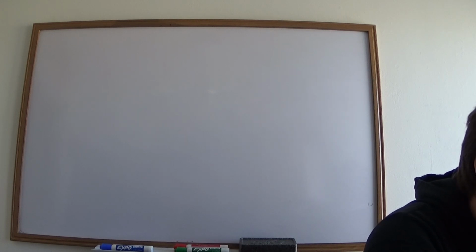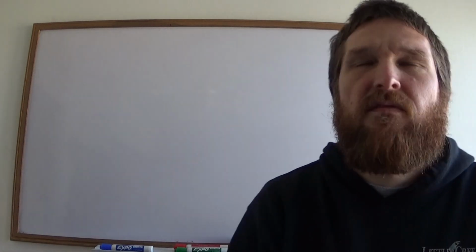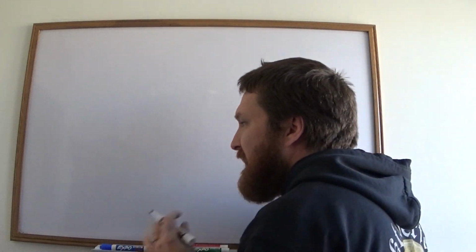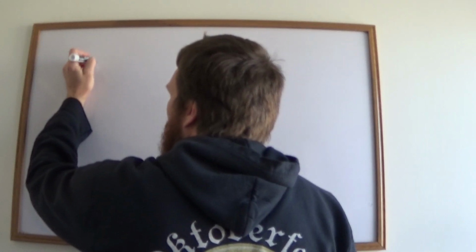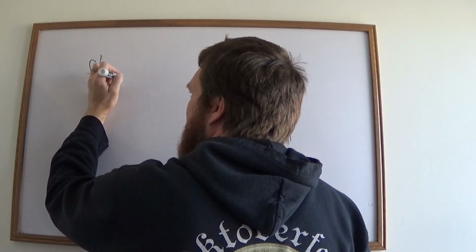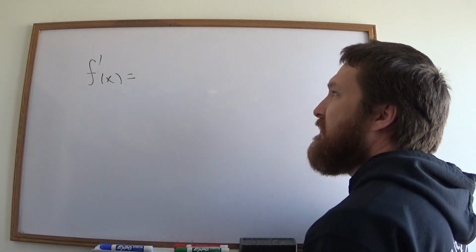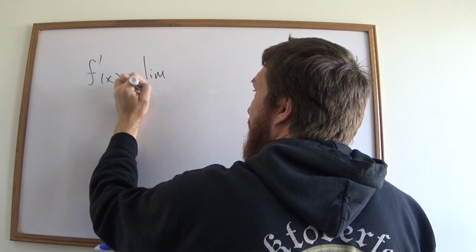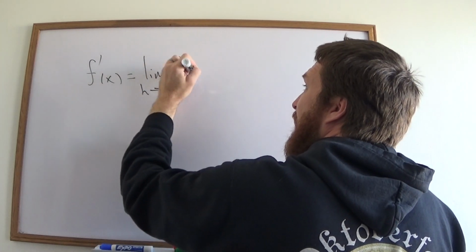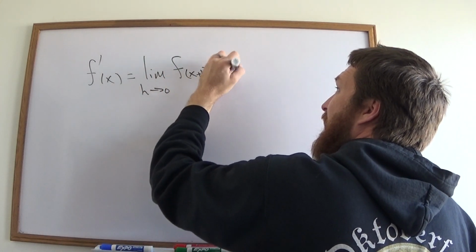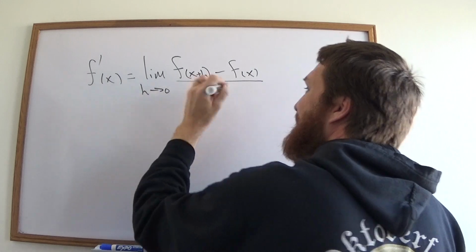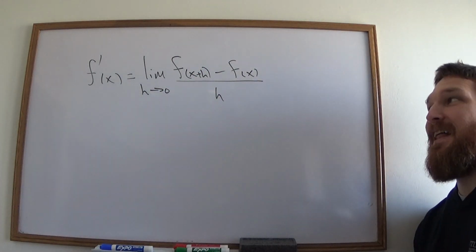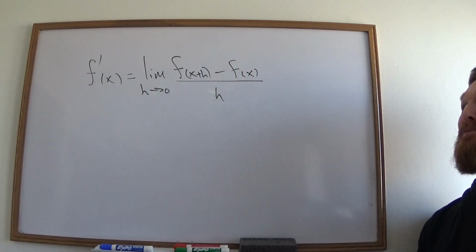I say, find f prime by using the definition of the derivative. So I say find f prime means you should write f prime of x equals, and then the definition of the derivative, which is the limit as h goes to 0 of f of x plus h minus f of x over h. That's the one you should use. There's a bunch of different ways of doing it, but that's the one you should use for this one.